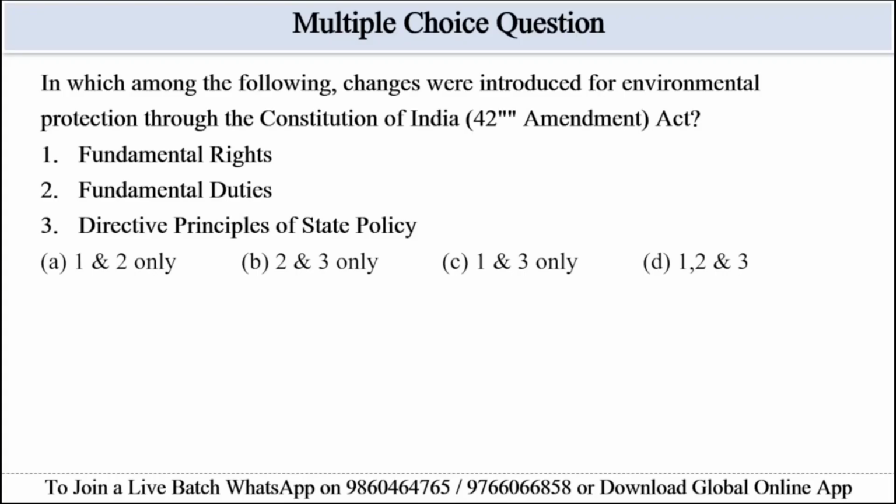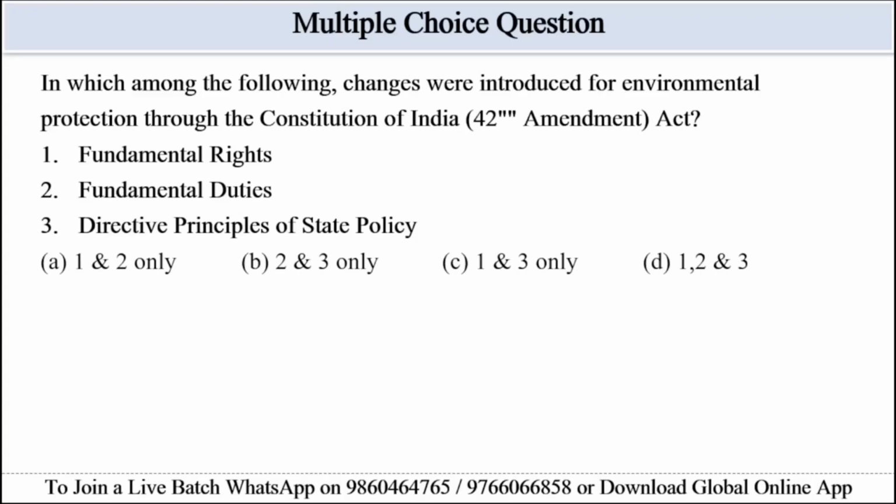Okay, to solve this question, we need to find the keywords given in the passage, and the keywords are 42nd Amendment, environmental protection, Constitution. These are some keywords which are given in the question. So in order to locate this, the passage itself states that environmental protection was introduced explicitly through Article 48A, that is a directive principle, and Article 51A, that is the fundamental duties.